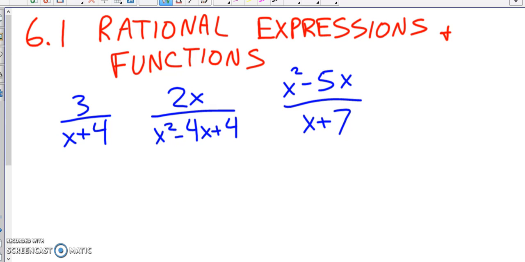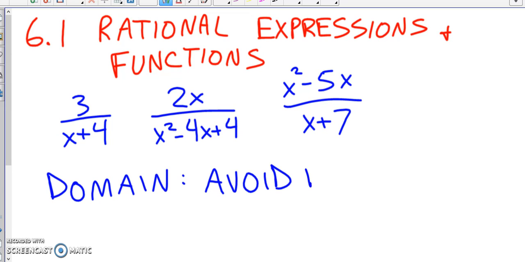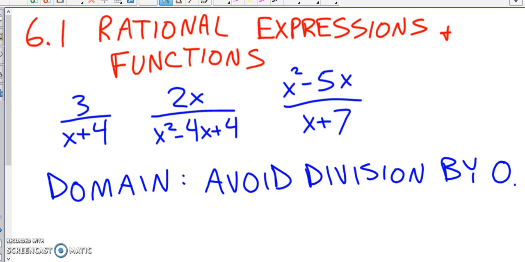Now the first natural thing to talk about when we're talking about these rational expressions or rational functions is domain. What you have to be careful of when you're finding the domain is you basically want to avoid division by 0. Domain, avoid division by 0. Let's do some examples.